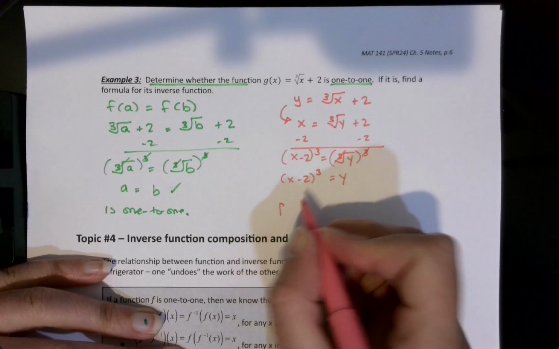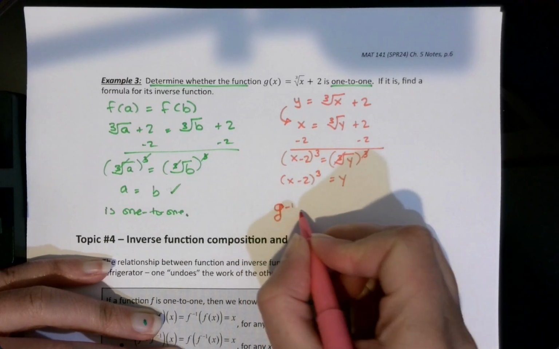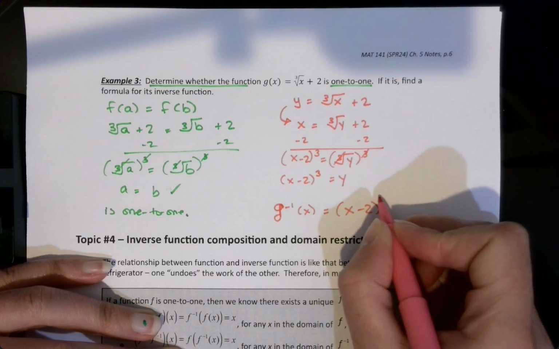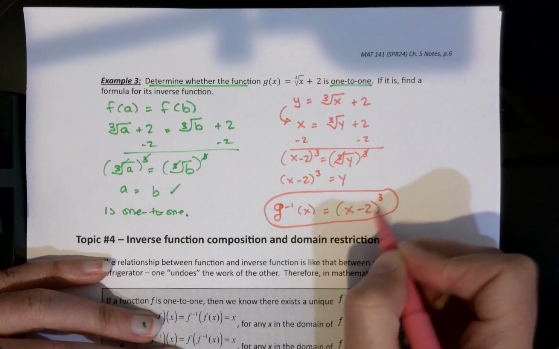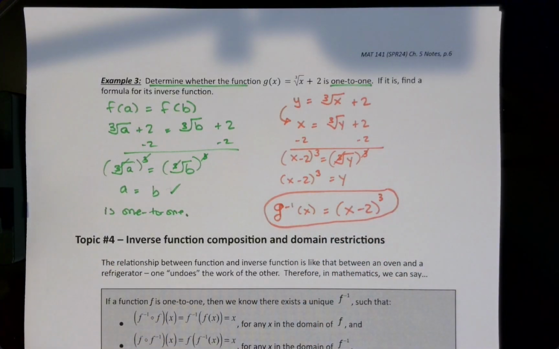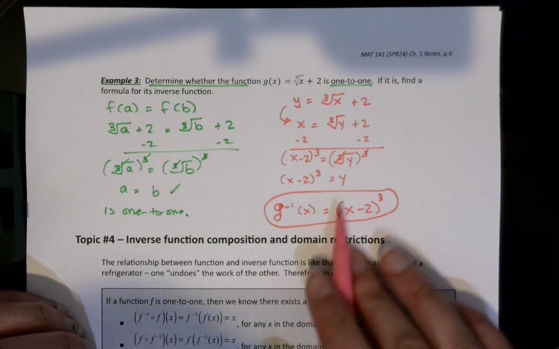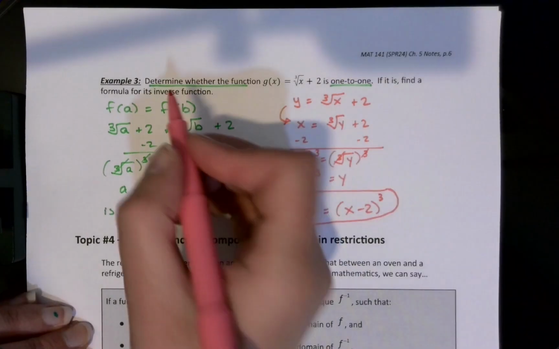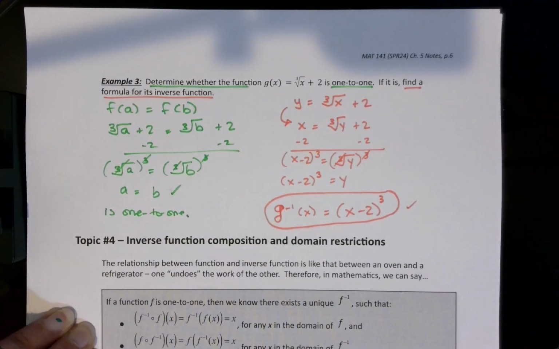Final step. I was going to call it f, I just noticed it was called g, so let me rephrase that as g inverse of x equals x minus 2 to the 3rd power. I'm not able to distribute the 3, that would be an inappropriate step. If I really wanted to, I could multiply x minus 2 by itself 3 times. Definitely simpler to leave it though as the binomial x minus 2 to the 3rd power. All right, so we found a formula for its inverse. It's our second step.